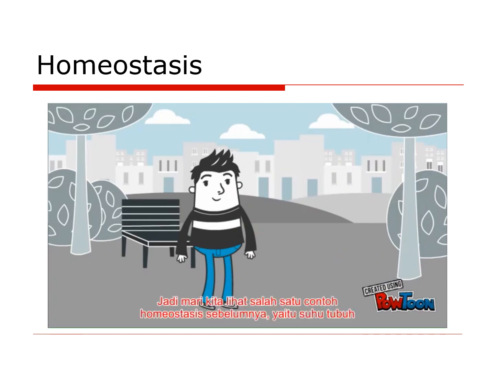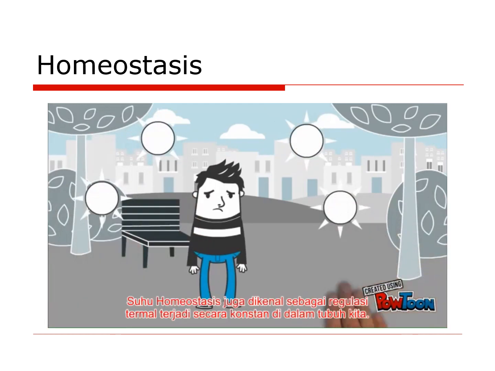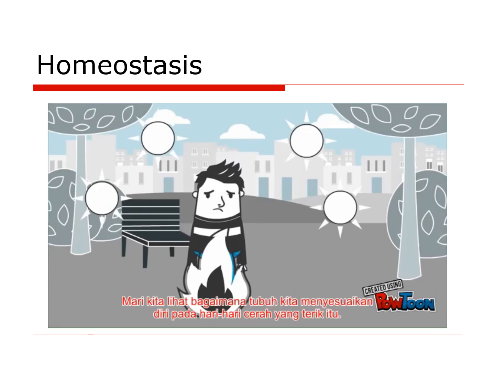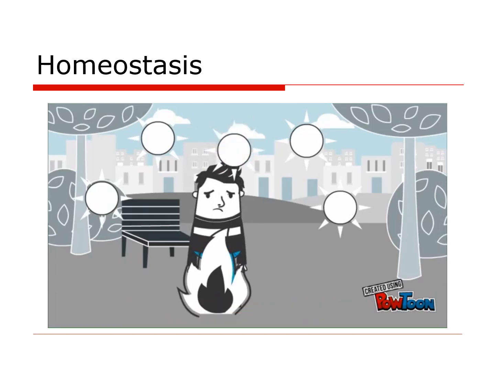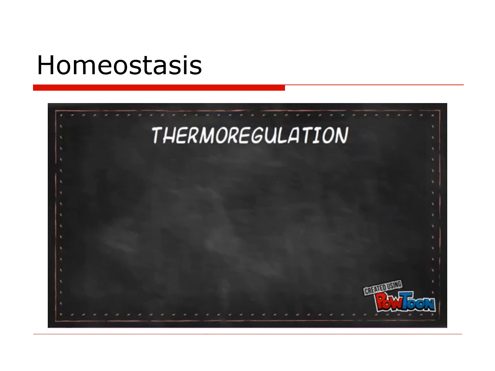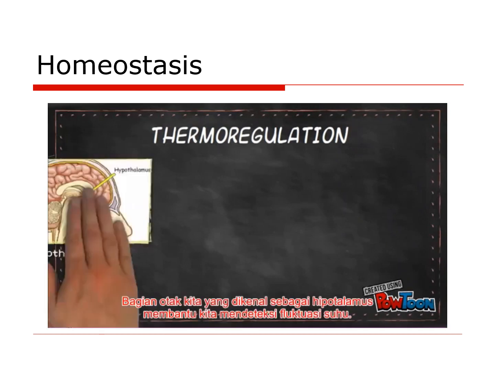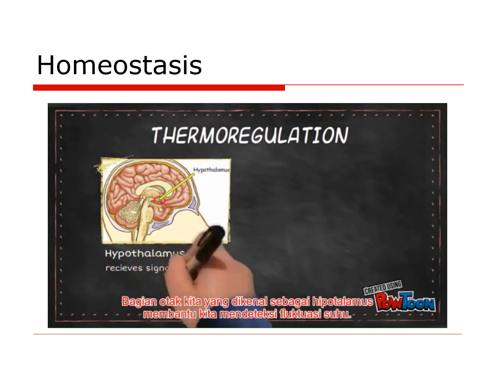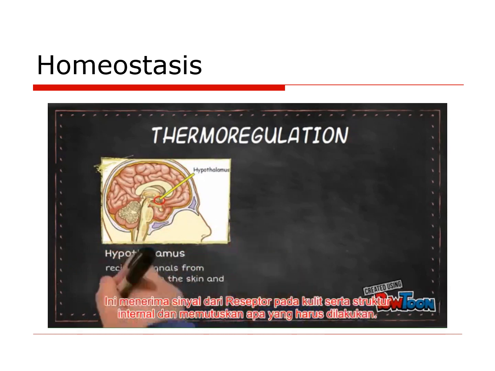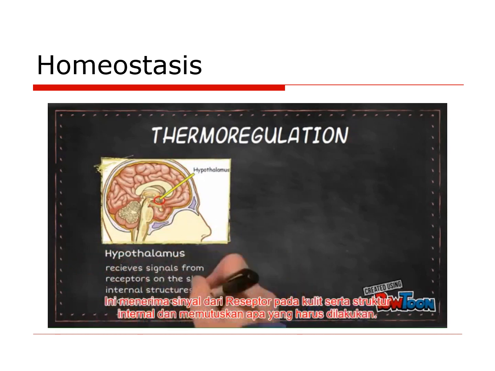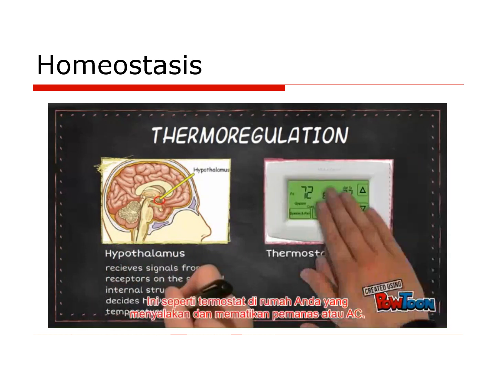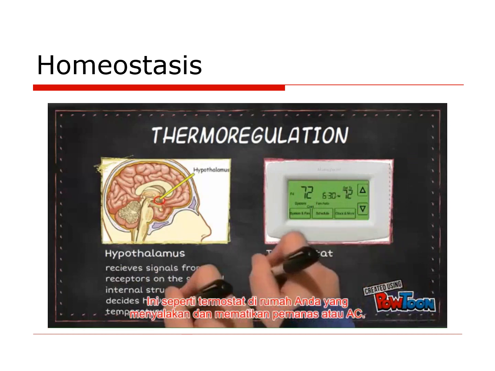So let's look at one of our earlier examples of homeostasis, that is, body temperature. Temperature homeostasis, also known as thermoregulation, is happening constantly within our bodies. Let's see how our body adjusts on those hot, sunny days. A section of our brain, known as the hypothalamus, helps us detect fluctuations in temperature. It receives signals from receptors on the skin, as well as internal structures, and decides what should be done. This is just like a thermostat in your house, turning on and off the heating or air conditioning.